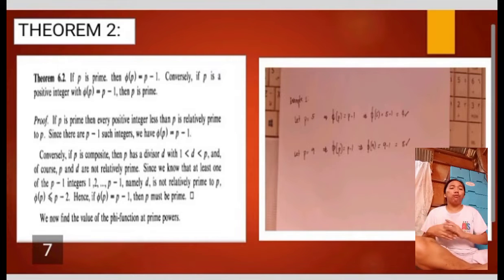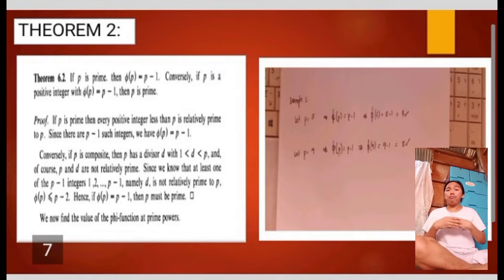So let us prove that if p is prime, then every positive integer less than p is relatively prime to p. Since there are p minus 1 such integers, we have phi of p is equal to p minus 1. That's the example that we have in example 1, that p is equal to 5, and 5 is a prime number.